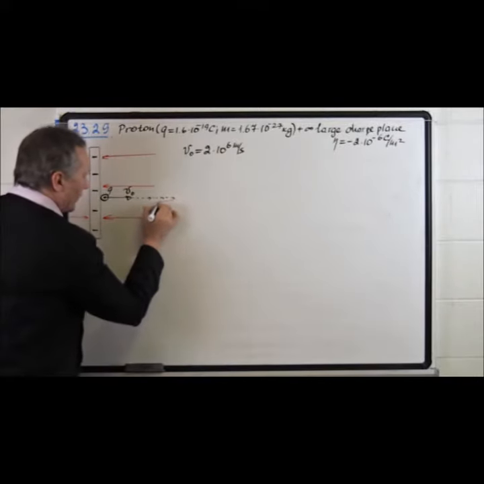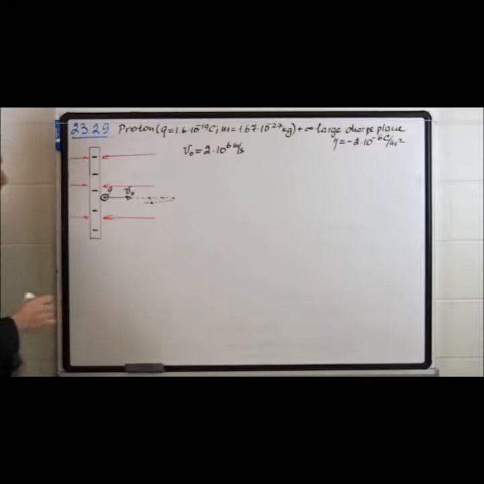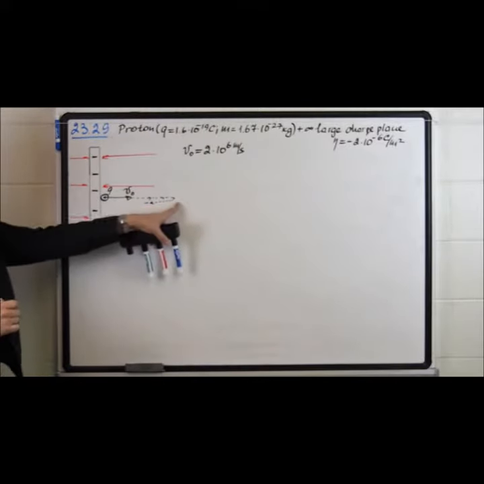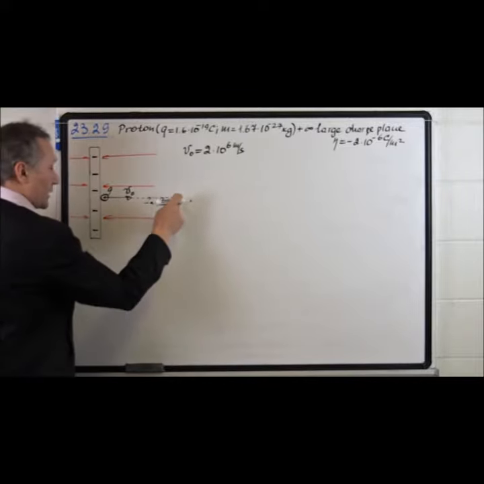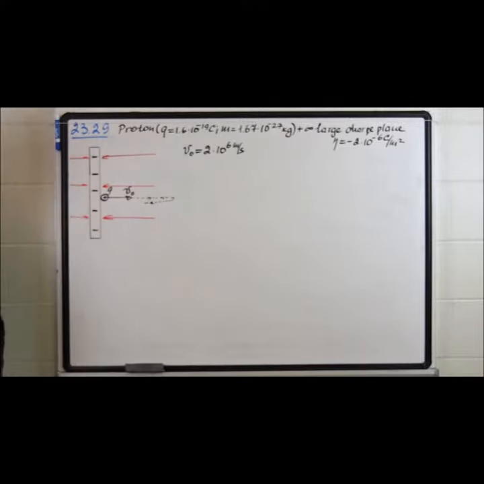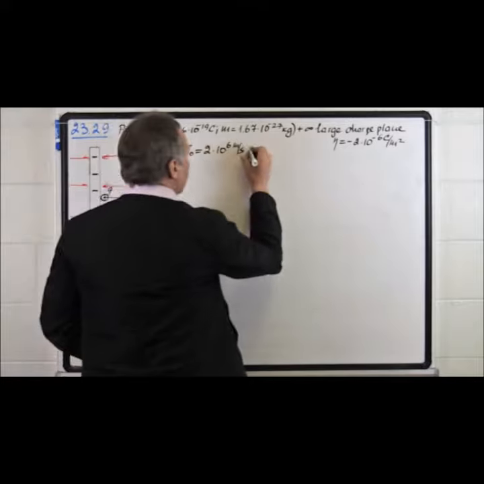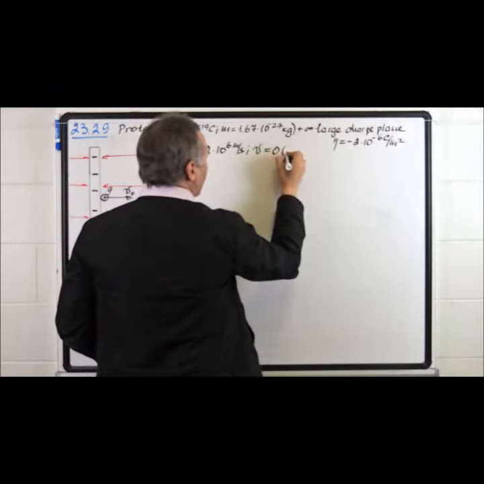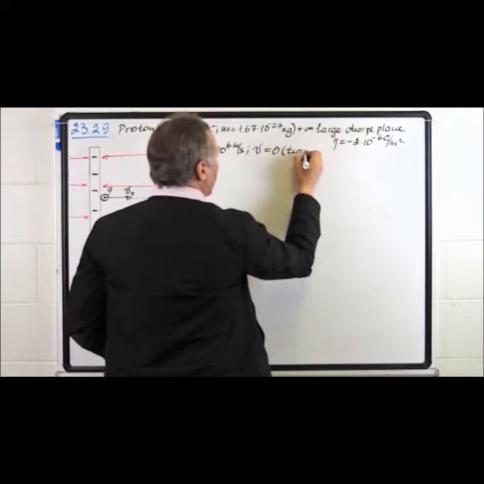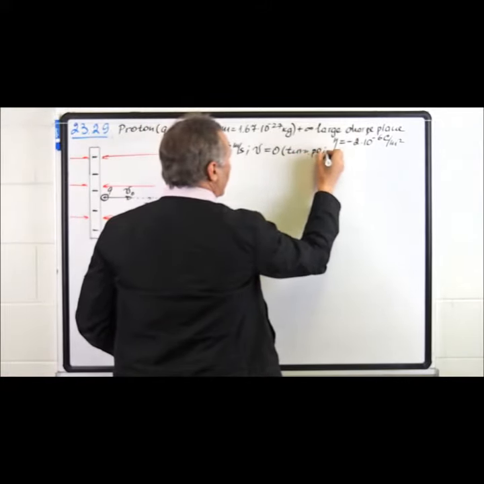It will be traveling this way, and at a certain point, it will stop for a moment, and it will start moving backward. So this is a turning point, so we can tell immediately that the velocity at this point is 0 at that moment. Let me write that V final will be 0 at the turning point.